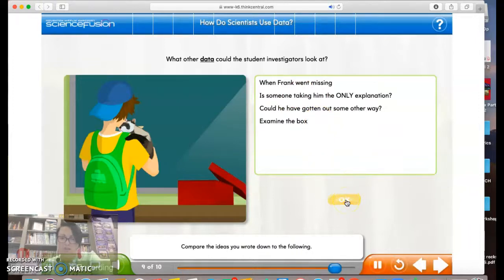Compare the ideas you wrote down to the following. Okay, let's see if it's close. The student investigators might have collected data on what time Frank was stolen. Okay, that's this one. They could have collected data on students who were allergic to ferrets. I didn't think about that. They could have collected data on students who didn't like Frank. They could have looked at the box. Good.